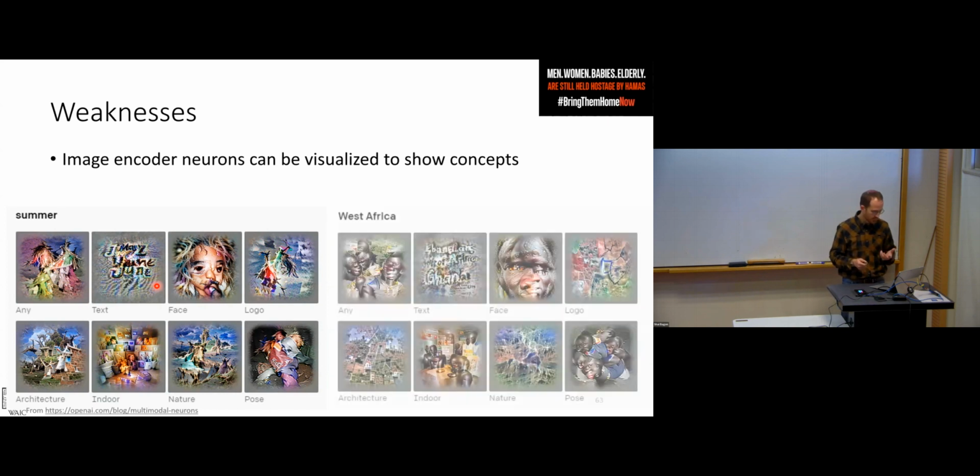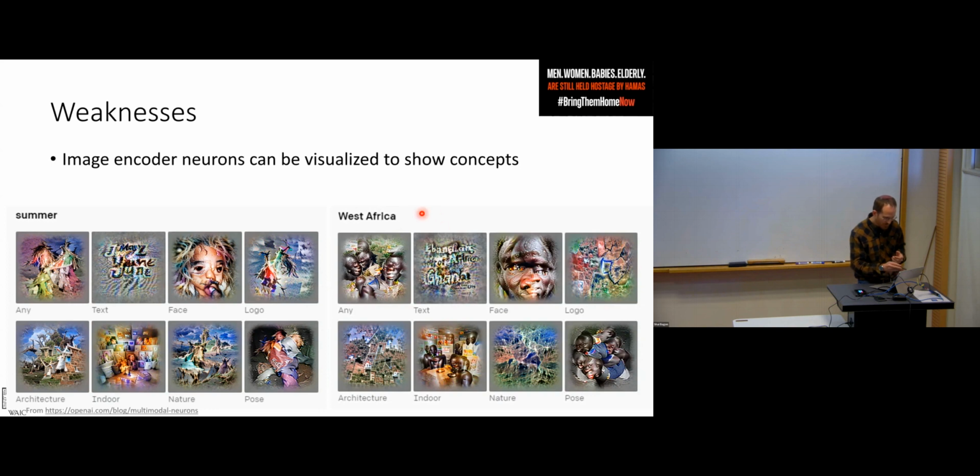You can see this for West Africa, where you can see Ghana here and some other words related to this concept. They have a huge website with a lot of these visualizations. You can inspect different neurons, and they show that specific neurons respond to a concept, whether it's an image, a face, an emotion, or a text that relates.